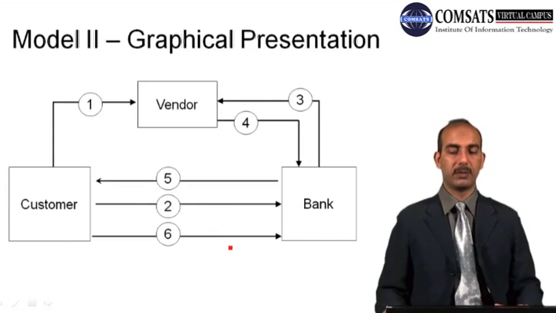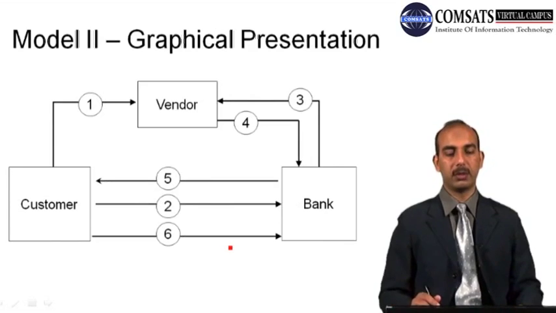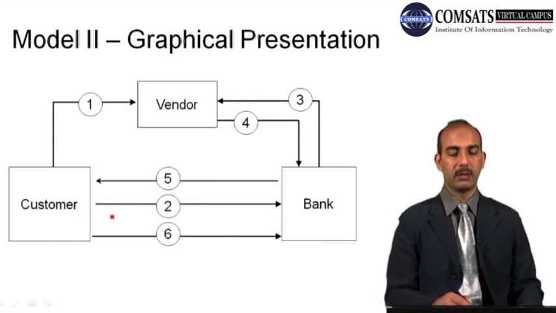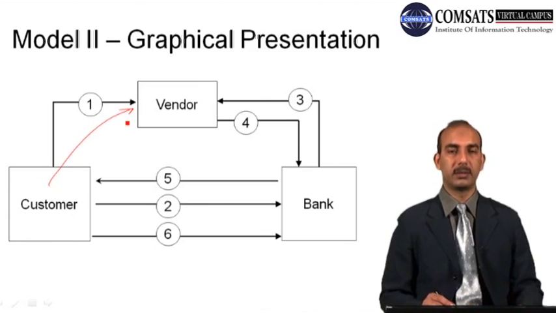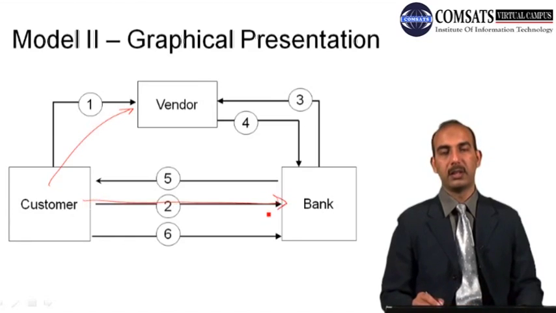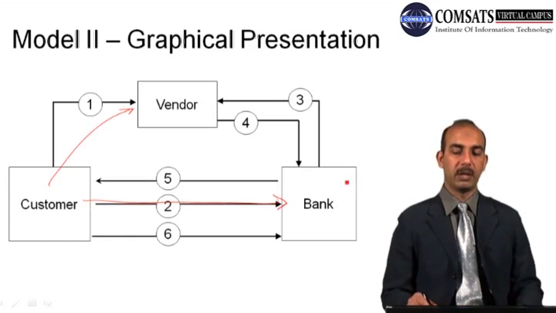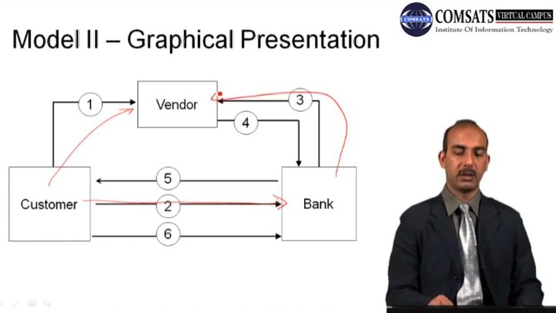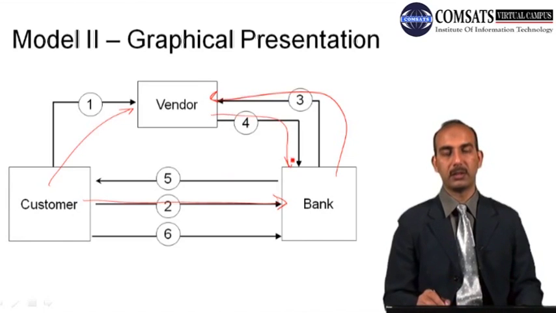And this is the graphical presentation of this model, that there are 6 steps involved. First of all, the customer will contact the vendor and will identify the asset. What asset is the customer going to purchase? And then the customer will come to the bank and say that I have identified an asset and I need financing for that particular asset. Then the bank will purchase the asset from the vendor, will make a payment to the vendor and get the possession of that asset.